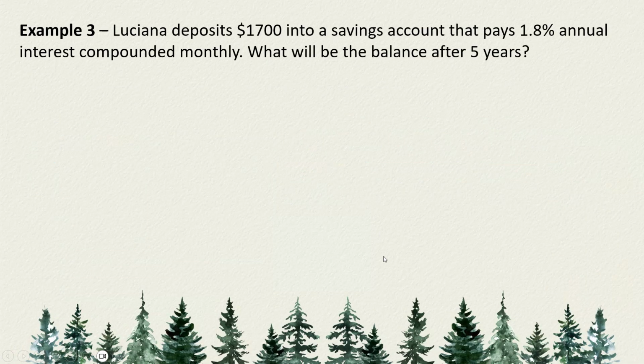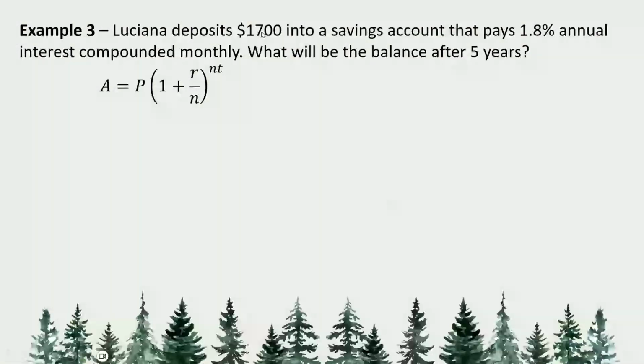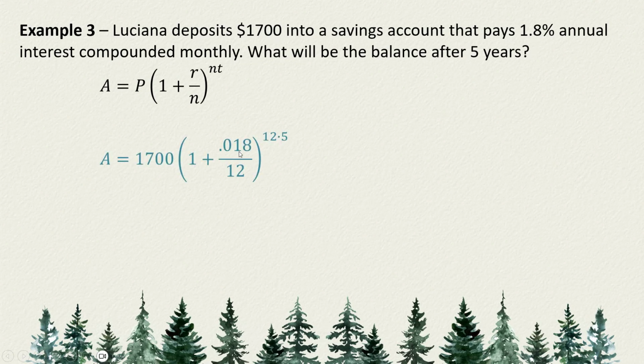Luciana deposits $1,700 into a savings account that pays 1.8% annual interest compounded monthly. What will the balance be after 5 years? We're going to start with our formula. Her principal is her initial investment of $1,700. Her interest rate is 1.8%, which in decimal form is 0.018. If it's compounded monthly, that's 12 times a year, so using 12 for n.